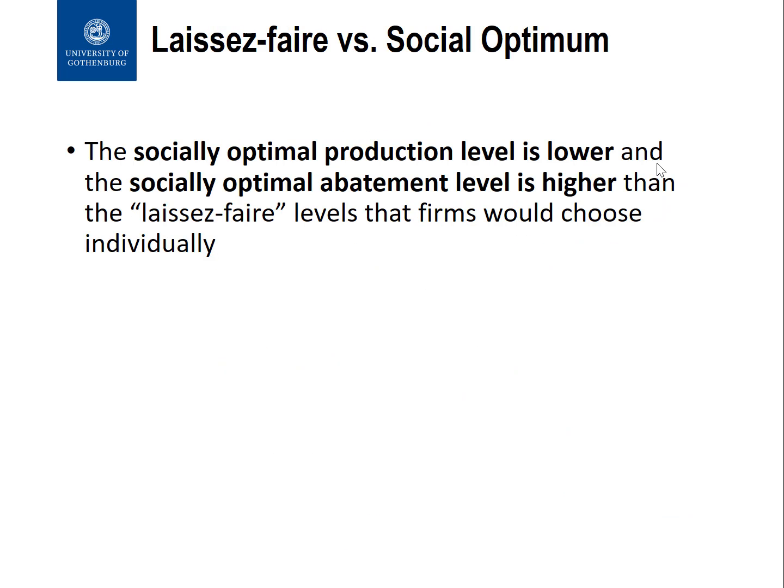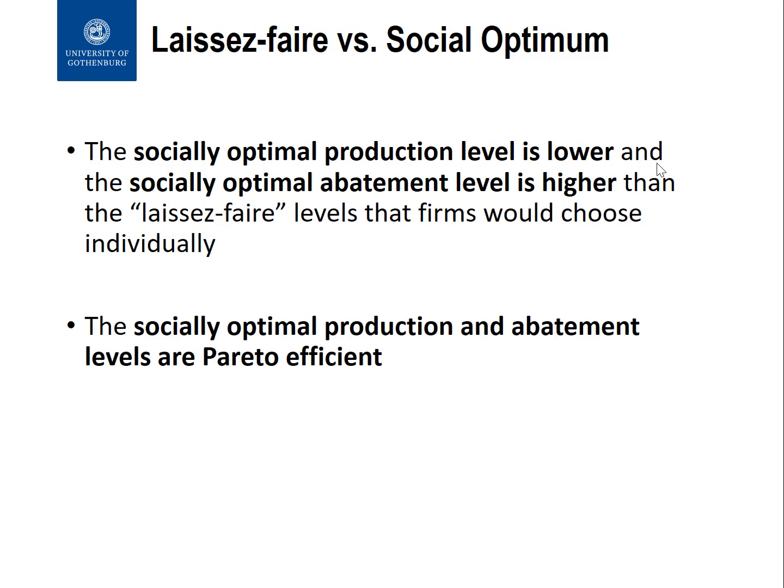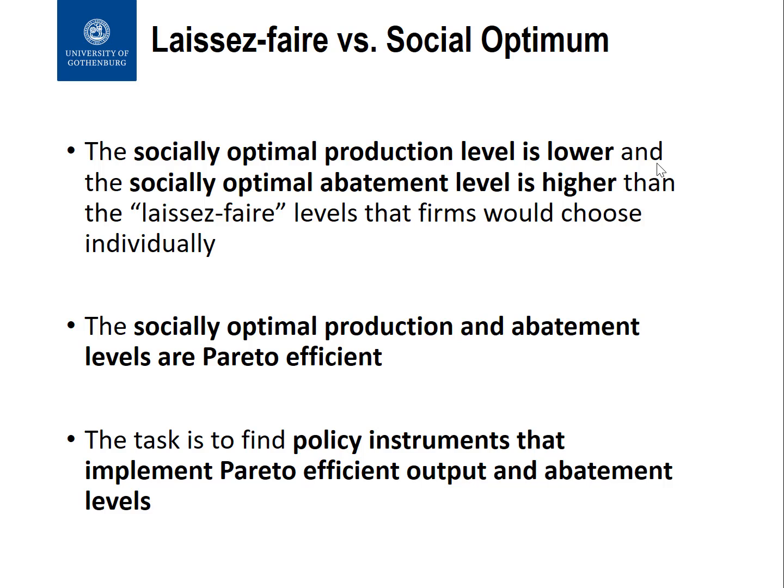Let's summarize the comparison between the laissez-faire scenario and the social optimum. The socially optimal production level is clearly lower and the socially optimal abatement level higher than the laissez-faire levels that firms would choose individually with no regulation. But the socially optimal production and abatement levels are Pareto efficient, so what the social planner chooses is always Pareto efficient. The task now is to find policy instruments that implement such Pareto efficient outputs and abatement levels.